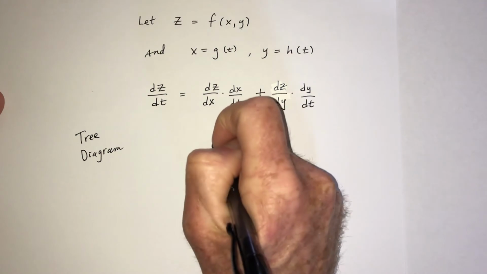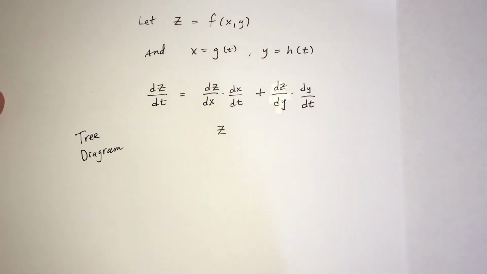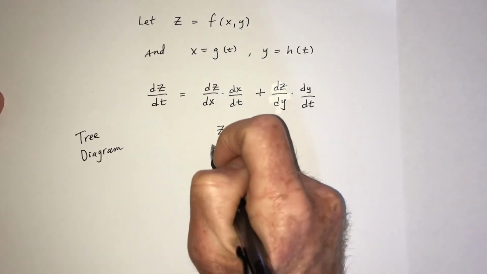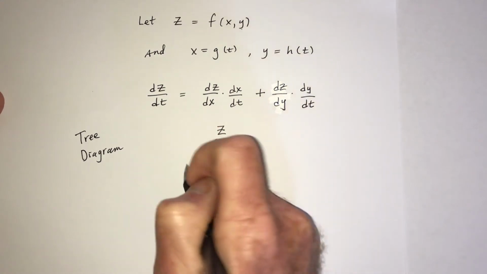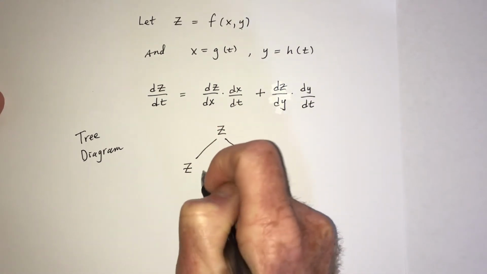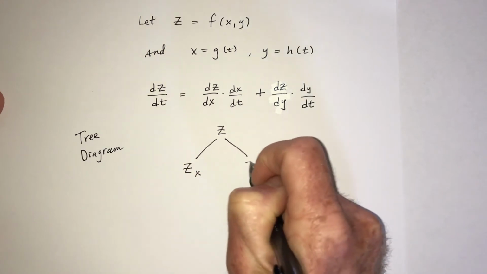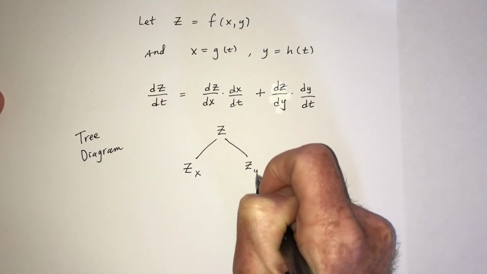And it goes like this. Here's the original function z. And we need to take the derivative of it, and there's two derivatives. There's the derivative with respect to x. There's the derivative with respect to y.